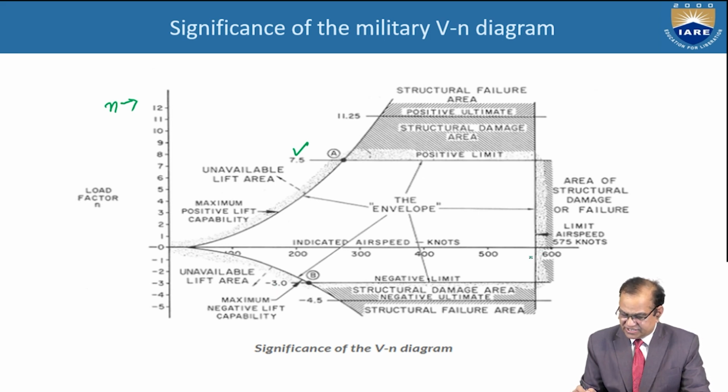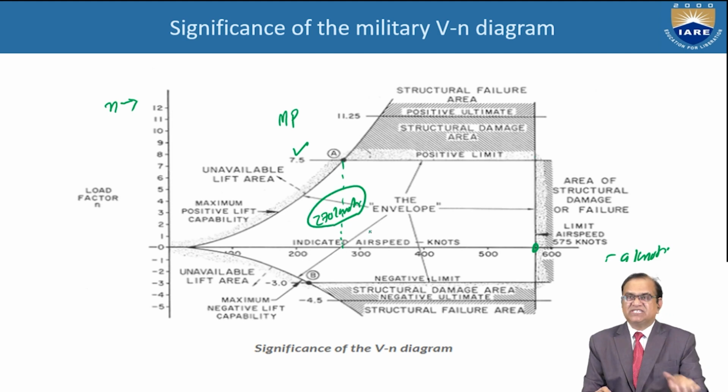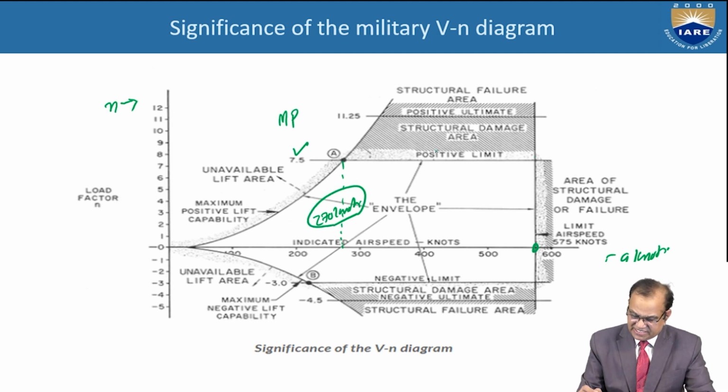Your VNE is somewhere 590 knots. If you see here, this is the A, that is the maneuvering point. And if you drop this line down here, somewhere 270 knots. This is the maneuvering speed for the fighter aircraft, which is designed for this. This is the envelope. Your aircraft should be within this limit.